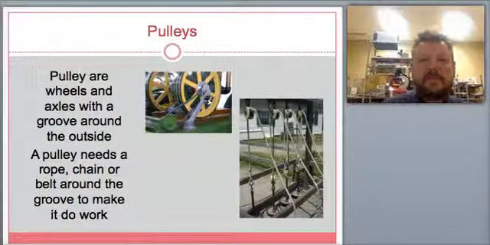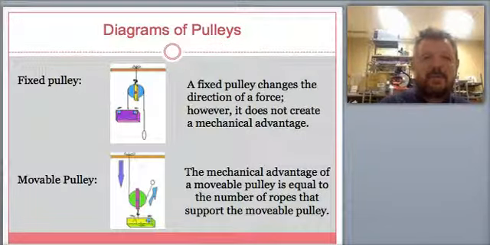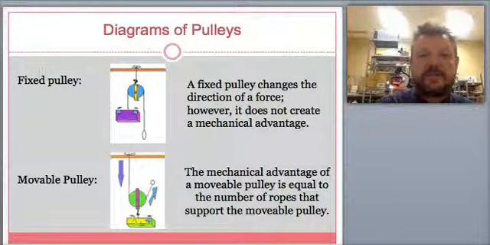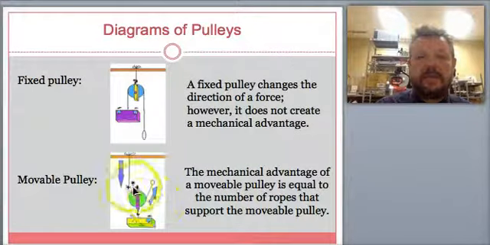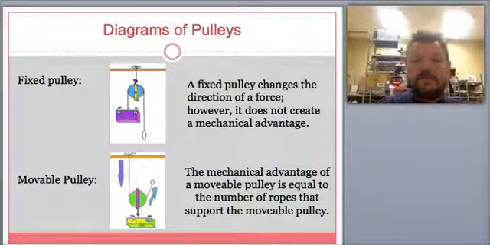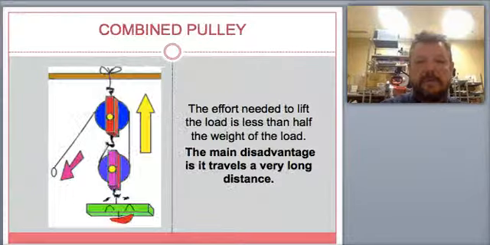Pulleys are wheels and axles with a groove around the outside of a pulley that needs a chain or a rope to tie around it to make it work. A fixed pulley changes the direction of the force, however, it does not create a mechanical advantage. On the other hand, a movable pulley, the mechanical advantage is equal to the number of ropes that support the movable pulley. In this case, you have one here on the left side and one here on the right side. So the mechanical advantage for this movable pulley would be 2.